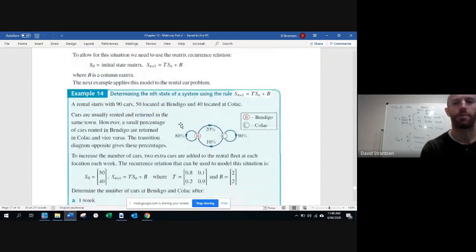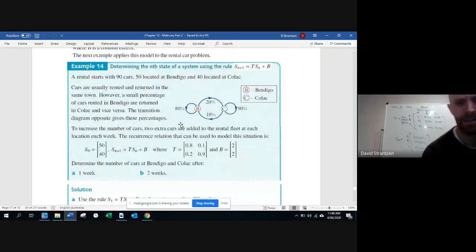So for example 14, same situation with the two car rental branches, Bendigo and Colac, same initial state matrix, same transition matrix, except in this case, the management is going to purchase 2 extra cars to add to each branch each week. So every week, there are going to be 2 more cars added to the Bendigo branch and 2 more cars added to the Colac branch. That means the matrix that I'm going to add will be a 2x1 matrix, 2 and 2, because I'm adding 2 to the Bendigo branch, that's the 2 at the top, and I'm adding 2 to the Colac branch, that's the 2 down the bottom.